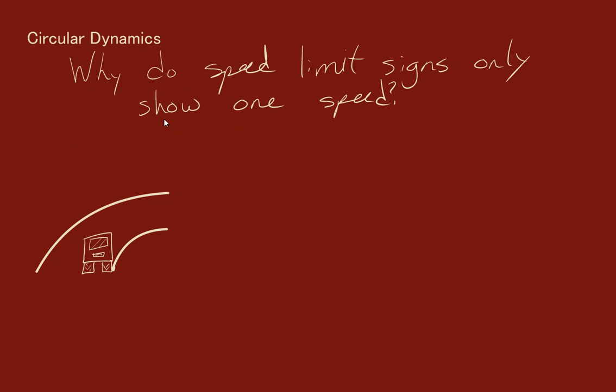So I wanted to do a sample problem with you, and I'm hoping by the time we're done with this problem you can answer the question, why do speed limit signs only show one speed? Why don't we have speed limits for big trucks and speed limits for small cars, things like that? Why do we only have one?